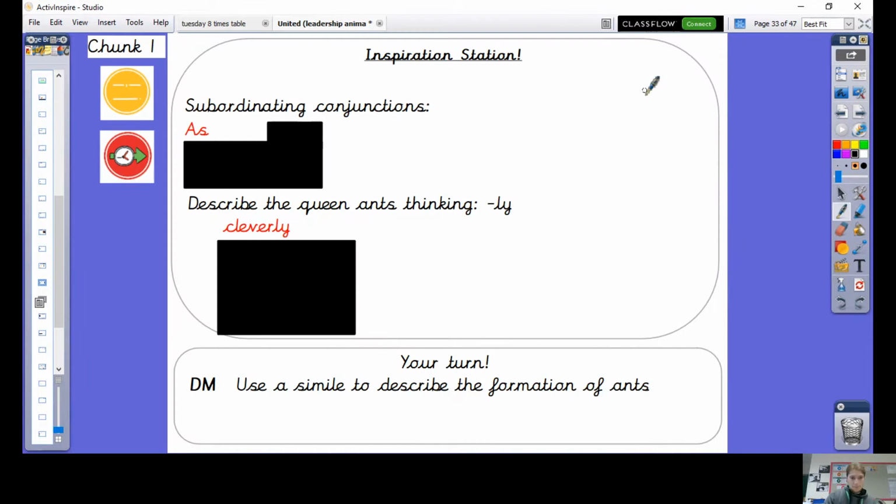So chunk 1. Like I said before, we are going to be writing complex sentences and using adverbs or adverbial phrases. So to start with, because we're writing a complex sentence, we're going to need a subordinating conjunction to introduce a subordinate clause in our sentence. So I've got an example here, as. Quite a simple word, but I feel like that's quite a nice word for this bit of writing. So I'd like you just to pause the video and come up with a few more subordinating conjunctions yourself. So do that now.